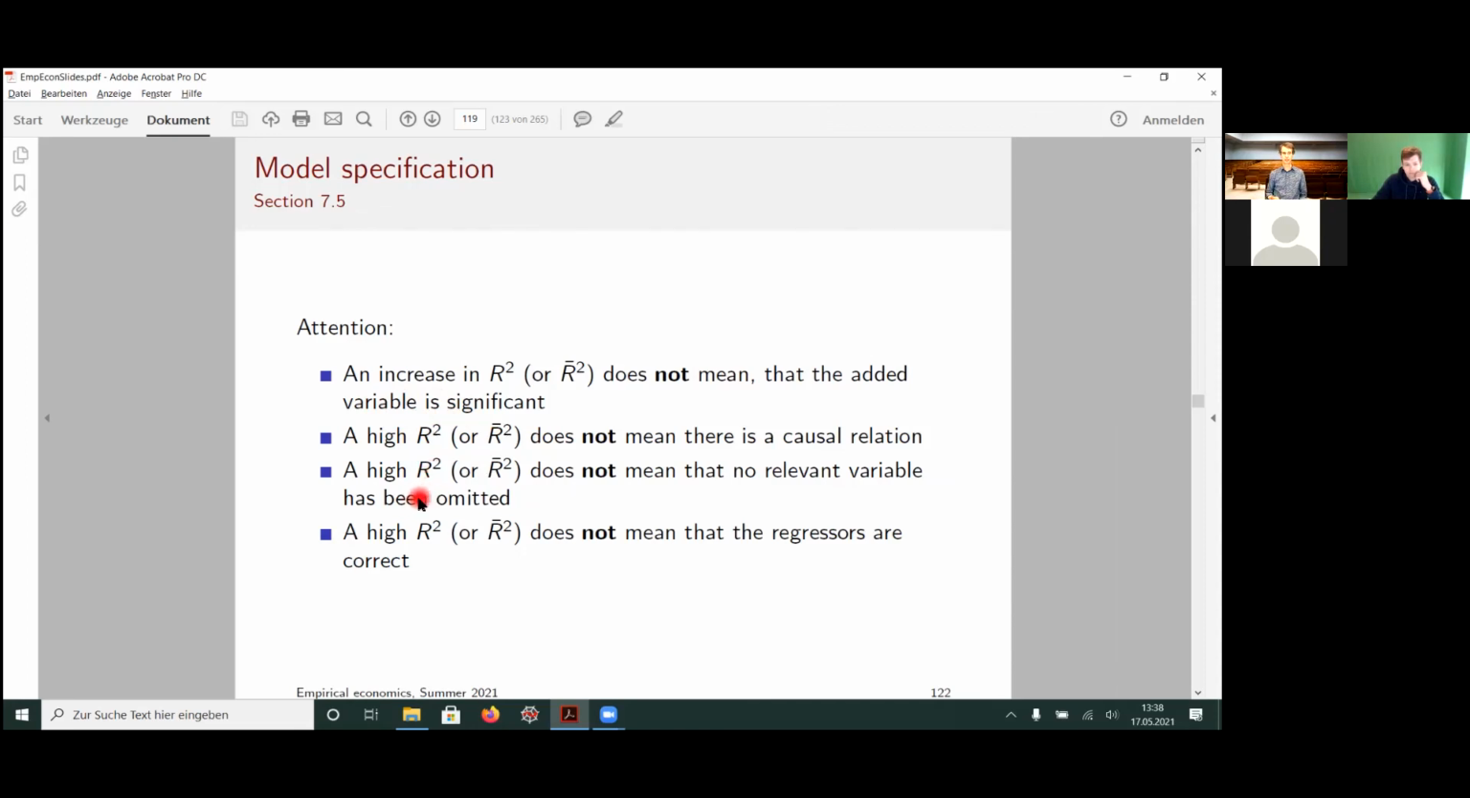Also, if R square or the adjusted R square is high, that does not mean that all the relevant variables are already included in the model. So omitted variable bias might be a problem, even though R square is high. And also, a high R square or a high adjusted R square does not mean that the model specification is correct, so that the regressors included in the model are the ones that should be included. So be careful if you look at R square. There are a number of ideas which seem quite appealing, but which are wrong. And these are the four important points to remember if you deal with R squared or adjusted R squared.